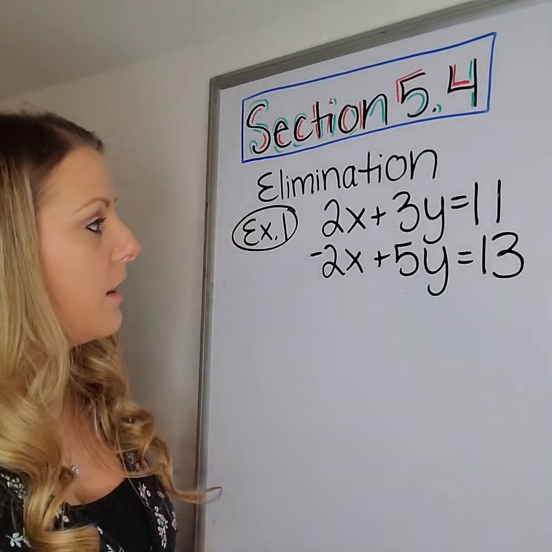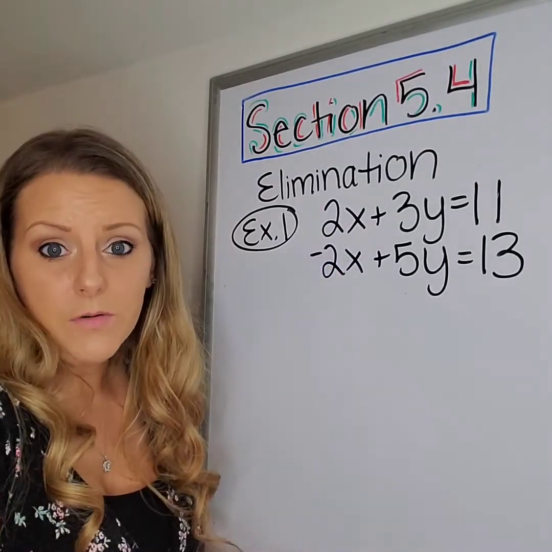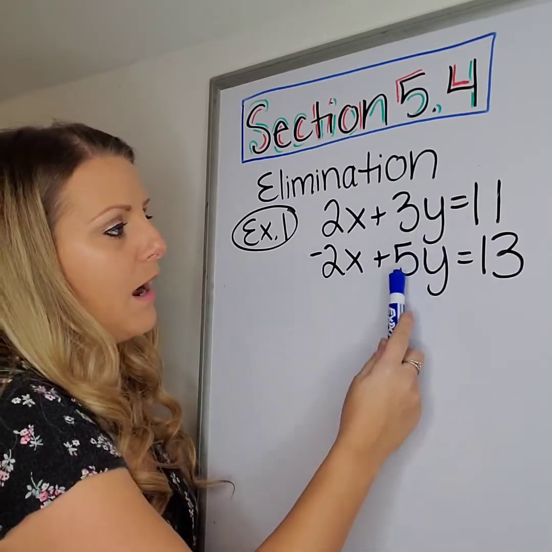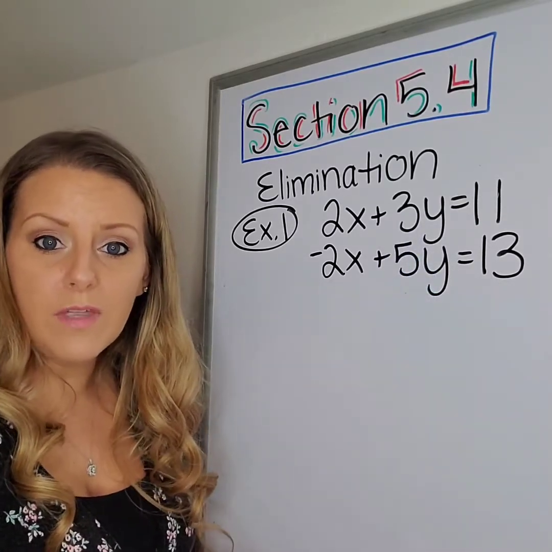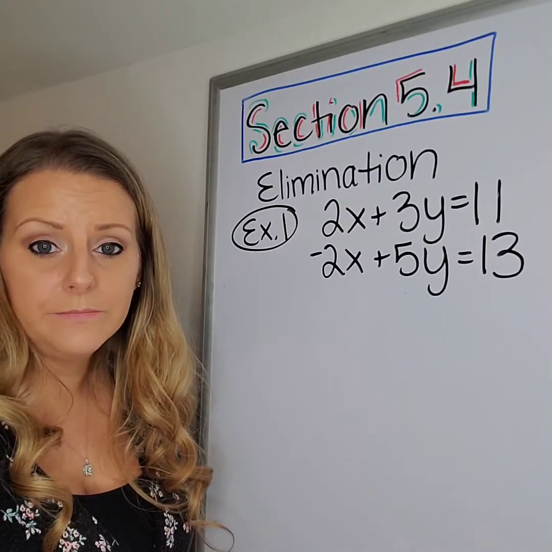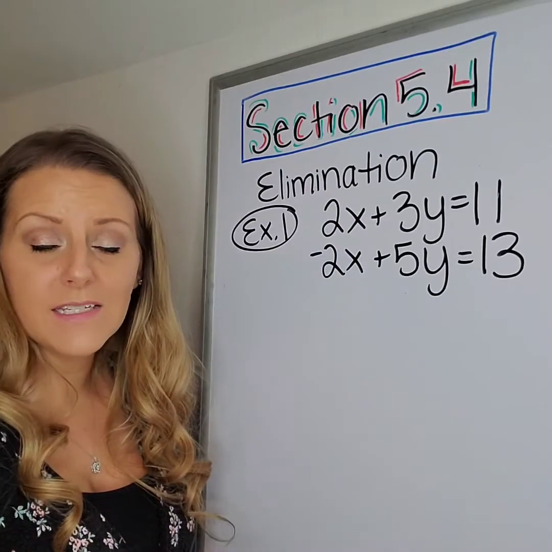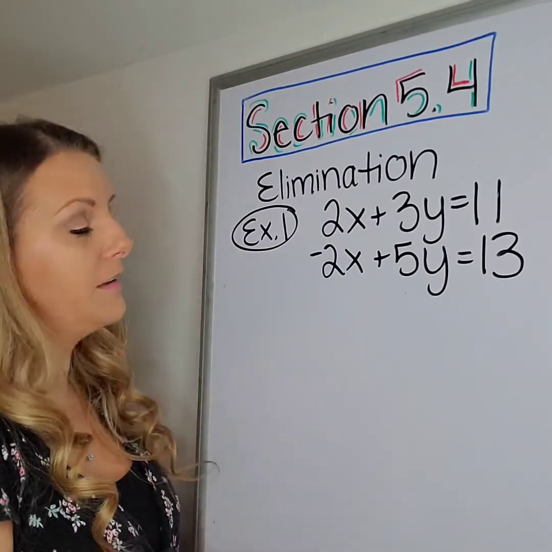Okay, so look here, 2x and negative 2x. Do you think those eliminate? Or do you think it's the y's? 3y and 5y. Which one do you think eliminates, the x's or the y's? The x's eliminate because 2x take away 2x, a positive 2 and a negative 2 eliminate.